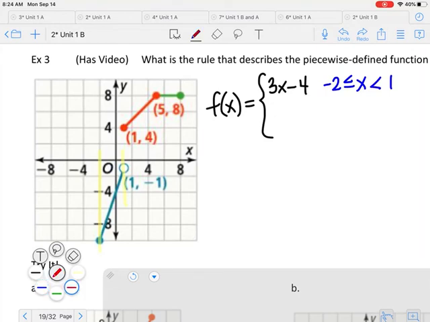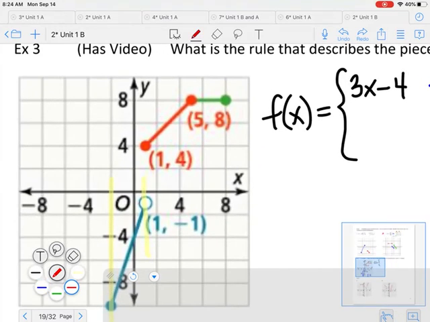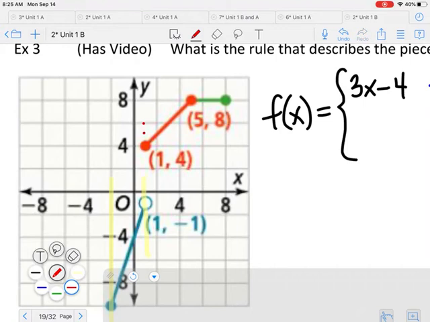Now let's take a look at the red one. I'm looking at the slope. 1, 2, 3, 4, rising 4. 1, 2, 3, 4, and running 4. 4 over 4 is 1, so our slope is 1. 1x, or just x for the equation.